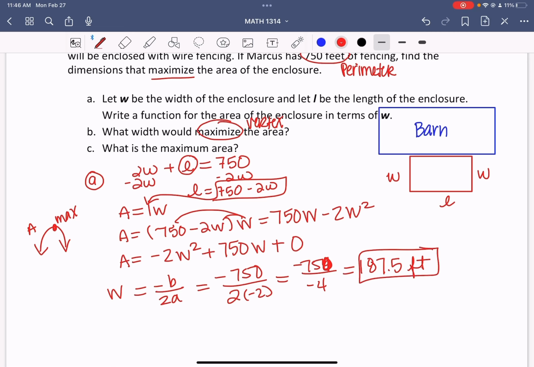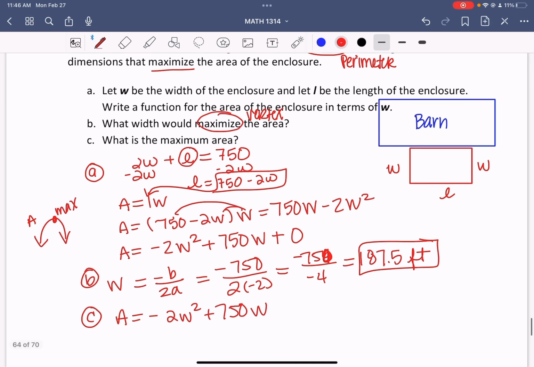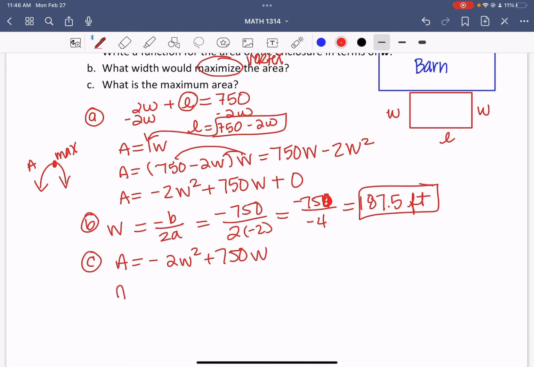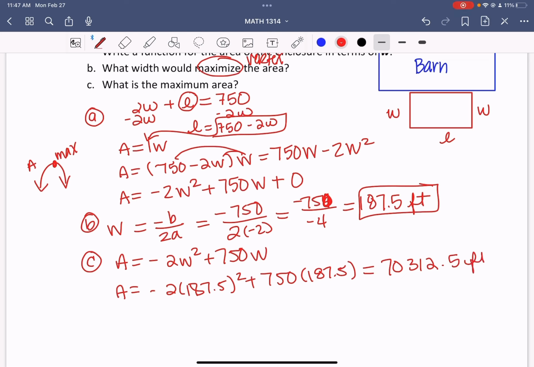Now, the maximum area is found when you plug it back in. So this was part B, and this would be part C. We would take our area equation and plug in the number we just got. So it would be -2 times 187.5 squared plus 750 times 187.5. Using your on-screen calculator gives you 70,312.5 feet squared because we're looking at area.